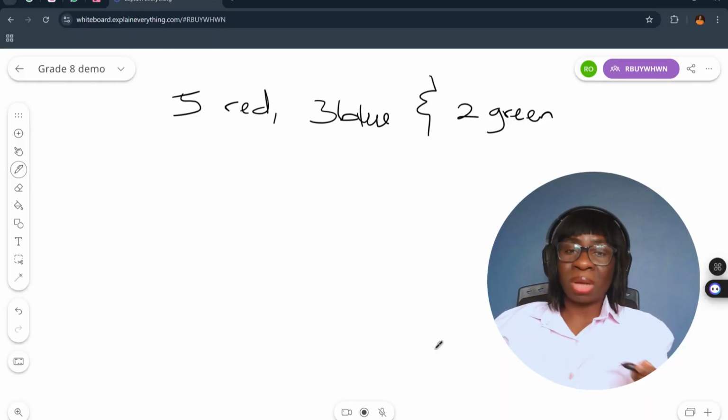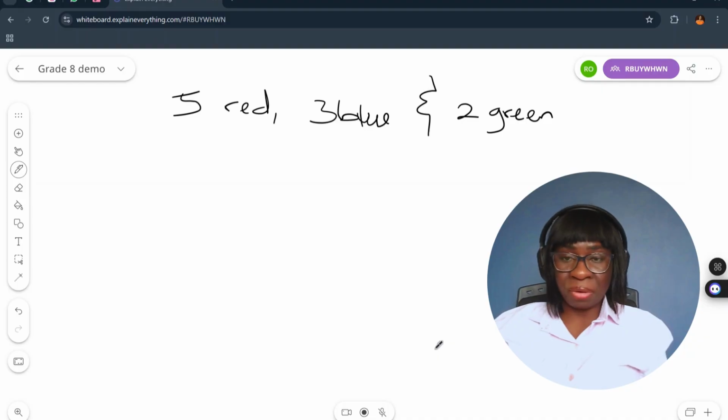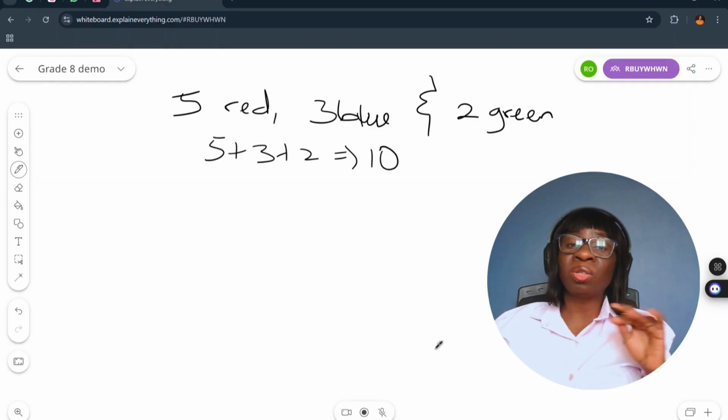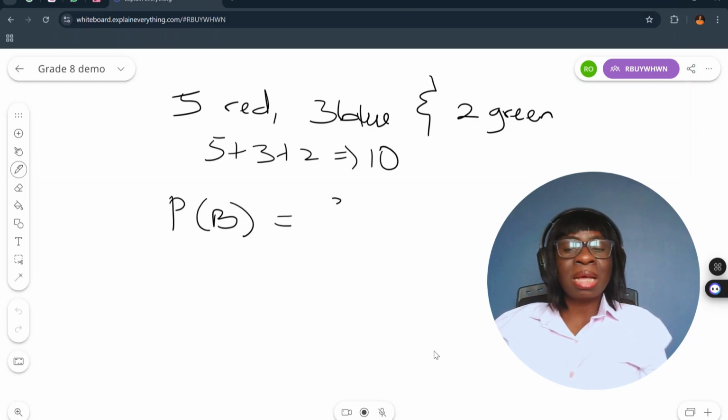The first thing we calculate is the total number of sweets that we have in the bag. That will be 5 plus 3 plus 2, and that will give 10. So the bag contains 10 sweets in total. So the probability of getting a blue sweet now will be, how many blue sweets do we have there? 3. That will be 3 over the total number of sweets, that will be 10. So the probability of getting a blue sweet is 3 over 10.